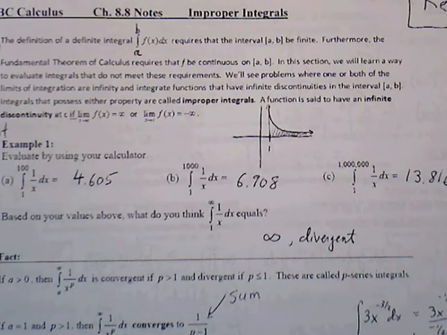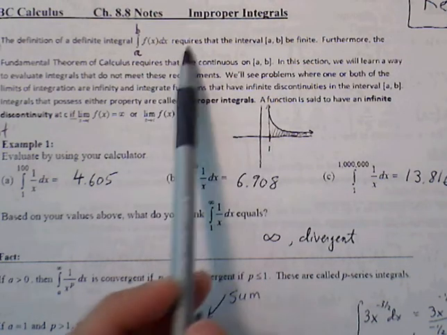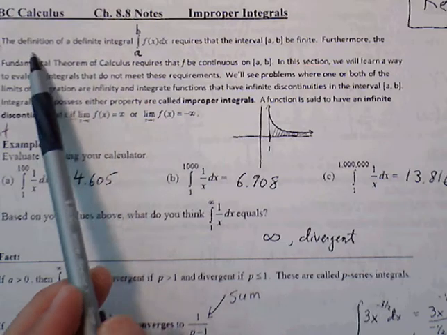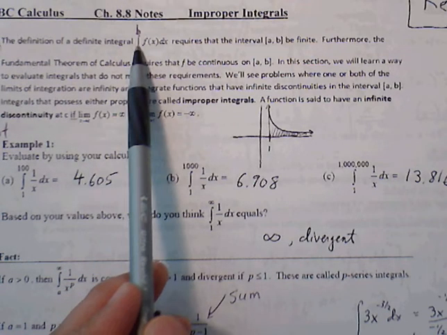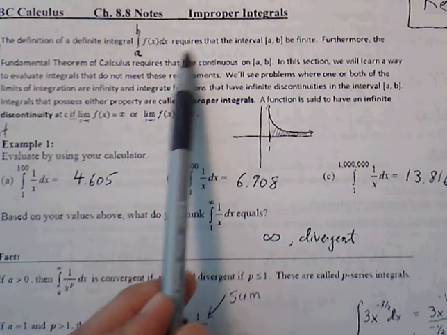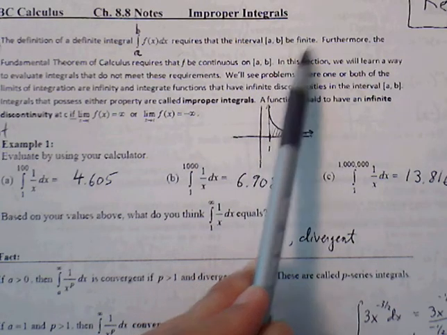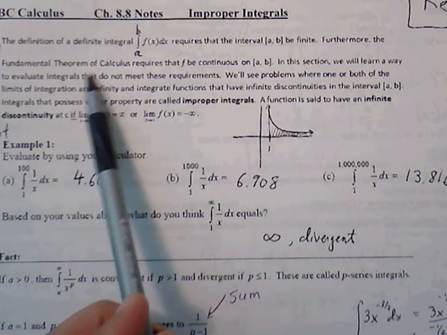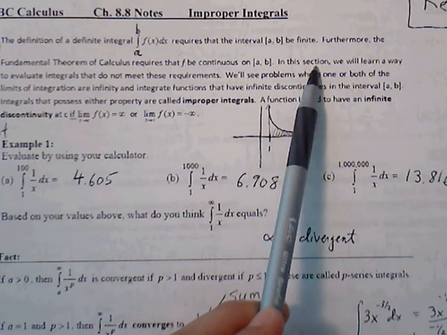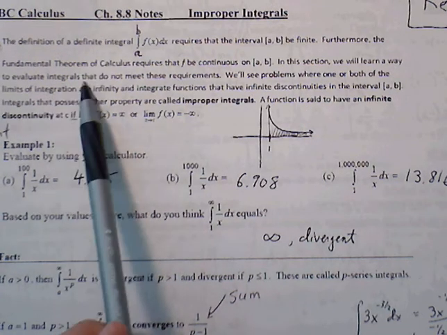We're looking through notes for 8.8 improper integrals. The definition of a definite integral, the integral of f of x from a to b, requires that the closed interval from a to b be finite. Furthermore, the fundamental theorem of calculus requires that our function is continuous on that closed interval from a to b, right? No breaks.